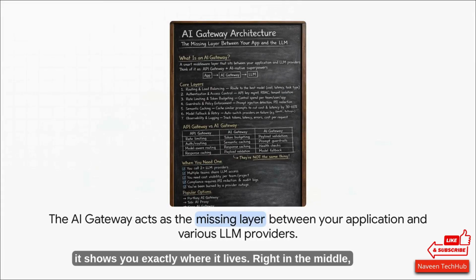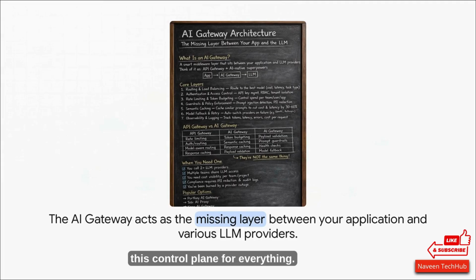And this diagram shows you exactly where it lives, right in the middle, sitting between your app and all the different LLM providers out there. It becomes this central hub, this control plane for everything: routing, caching, security, logging. It really is the missing layer you need for any serious AI app.